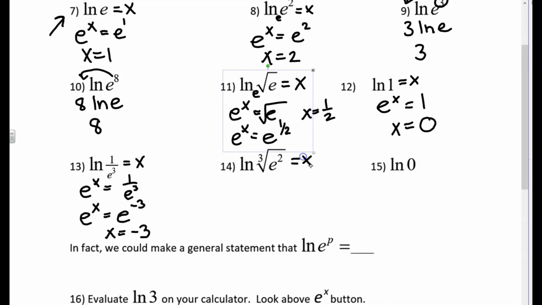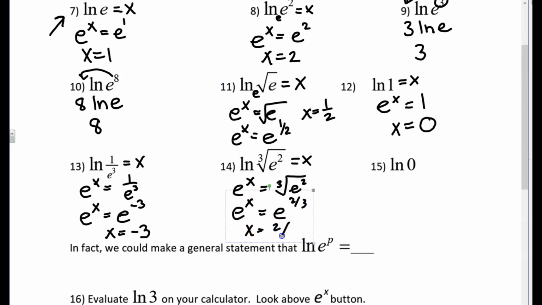Same thing here. Set that equal to x. I get e to the x equals the cube root of e squared. So rewrite that as an exponent. E to the x equals e to the 2/3. Therefore, x must be 2/3. And one last time, set that equal to x. E to the x equals 0. There is no way to do that, so this is undefined. We can't do that. Undefined.